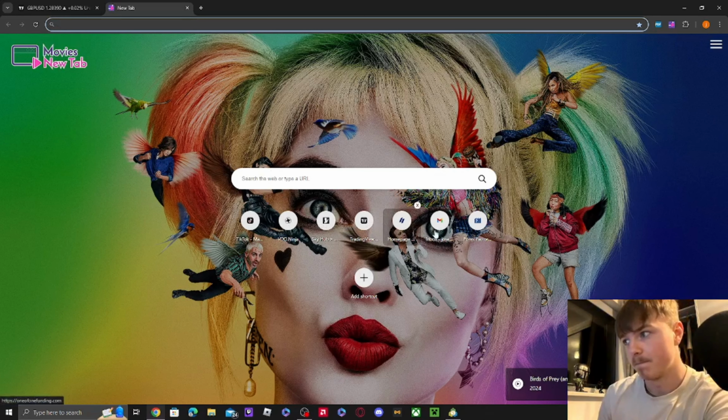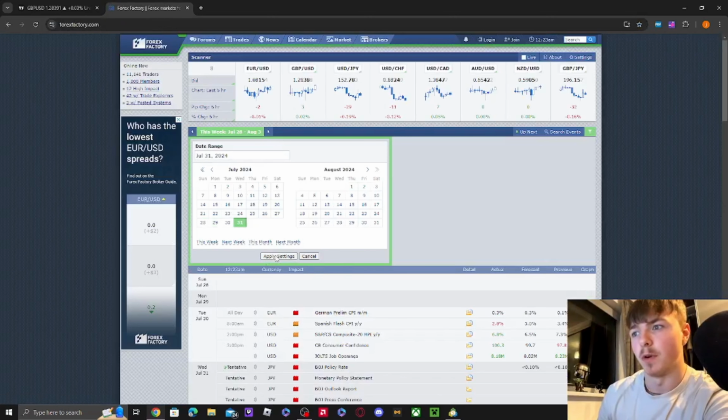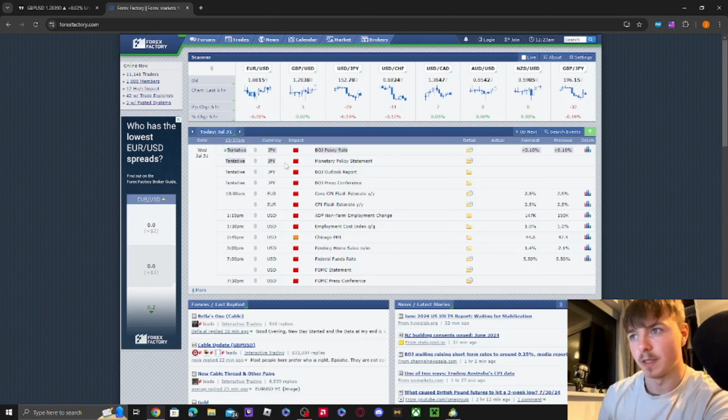There it is. News for tomorrow is tentative. That's how you spell it. I think that means that it could happen at any time. That's the Japanese yen.